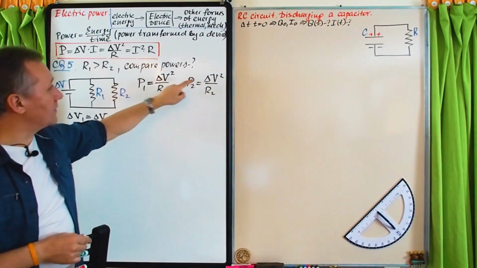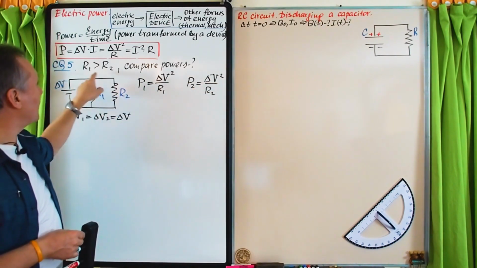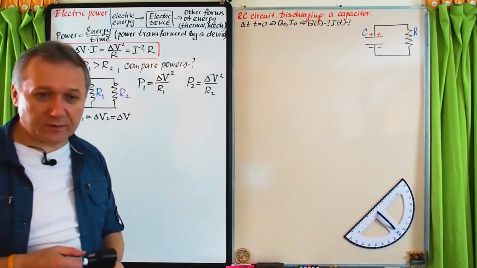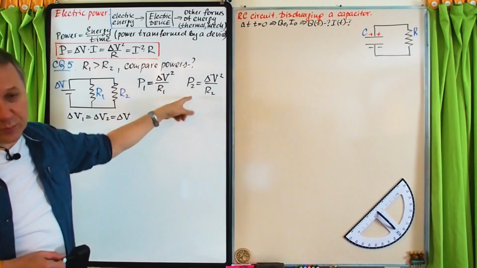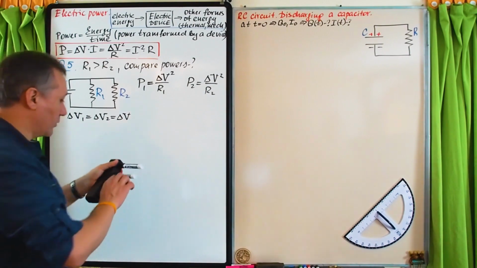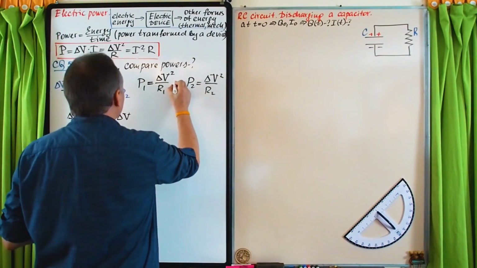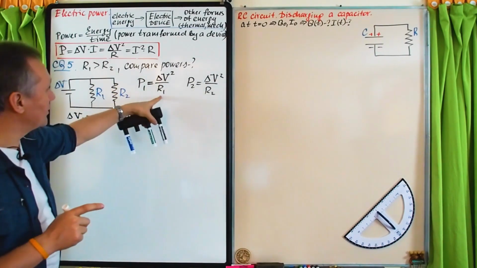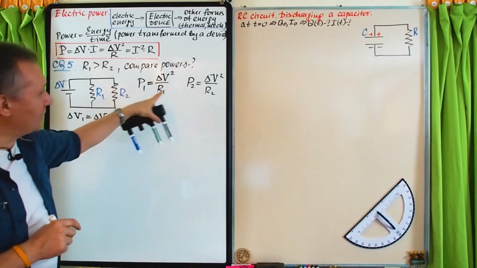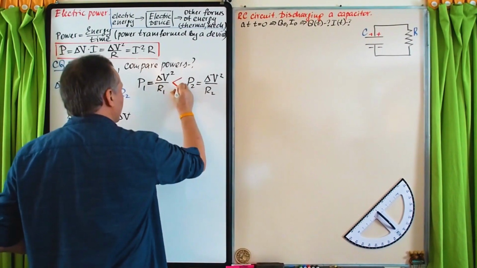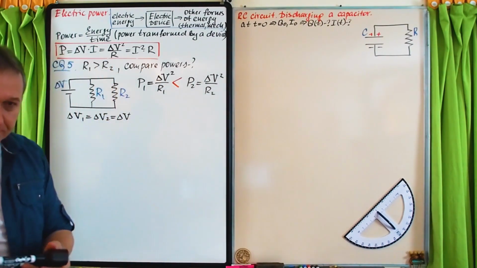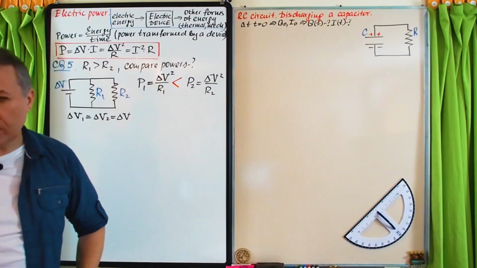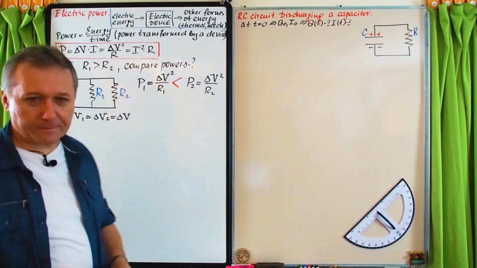Okay, so delta V's are the same, and of course since R1 is larger than R2 and R1 is in the denominator, it means that P1 is going to be smaller than P2. Since R1 is larger, then of course P1 is smaller than P2. Right. Okay, I just wanted to play with these formulas, kind of making a decision which one is better to use.